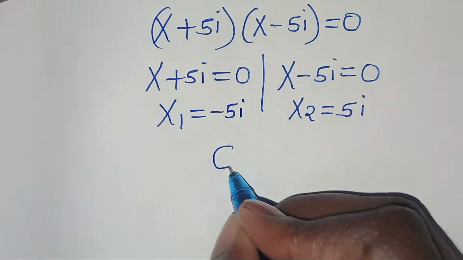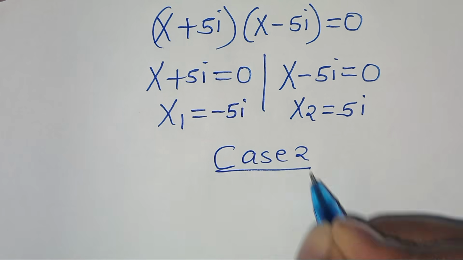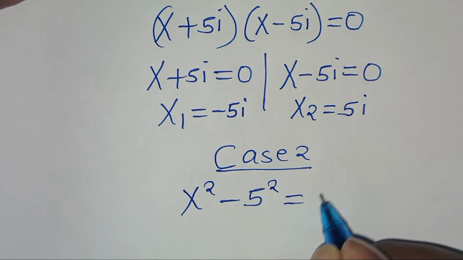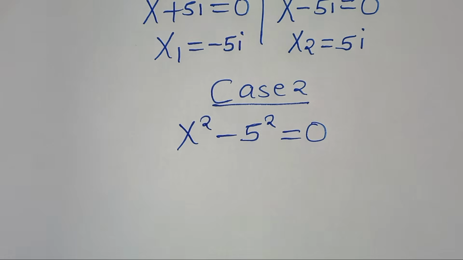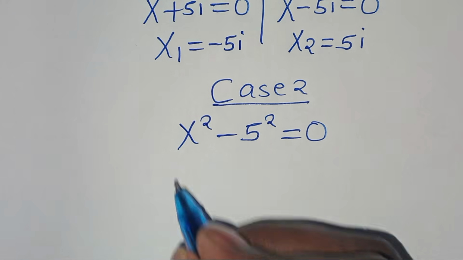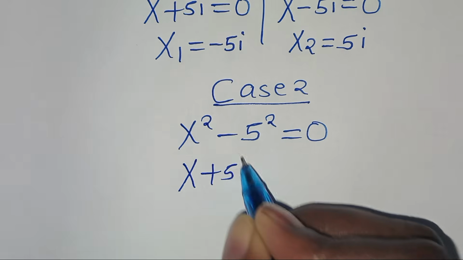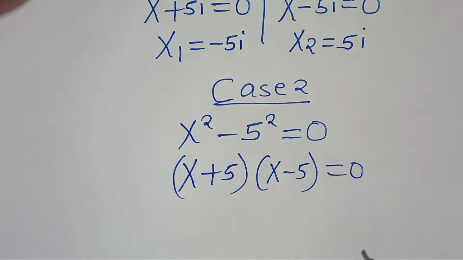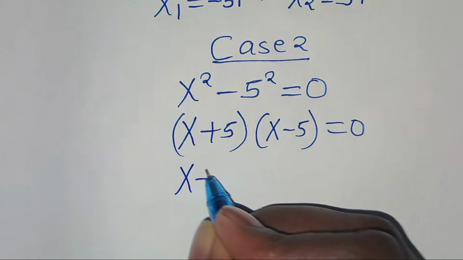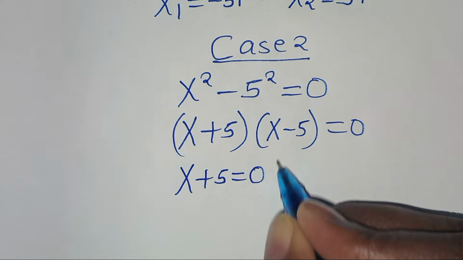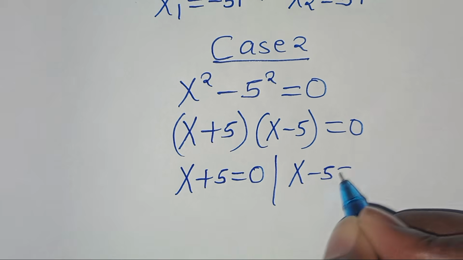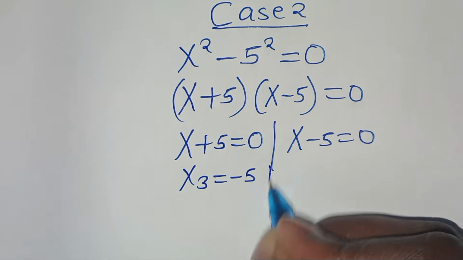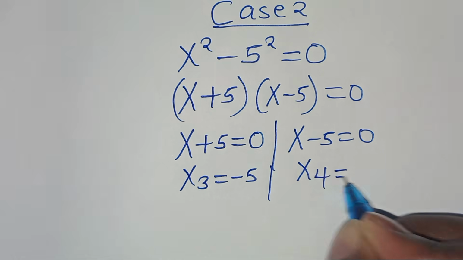Now let's proceed to case 2, where we have x to the power of 2 minus 5 to the power of 2 equal to 0. Now this is the difference of two perfect squares that we can express as x plus 5 multiplied by x minus 5 equal to 0. So we have x plus 5 equal to 0, then x minus 5 equal to 0. So we have x3 equal to negative 5, and x4 equal to 5.